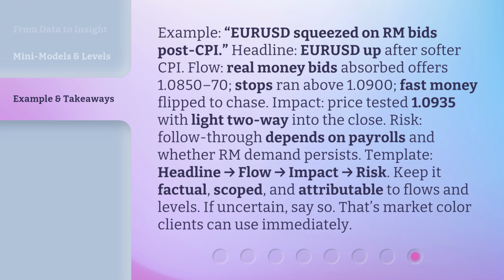Template: headline, arrow, flow, arrow, impact, arrow, risk. Keep it factual, scoped, and attributable to flows and levels. If uncertain, say so. That's market color clients can use immediately.